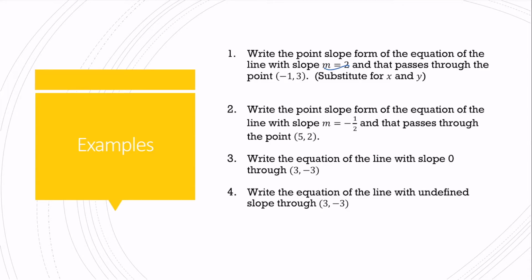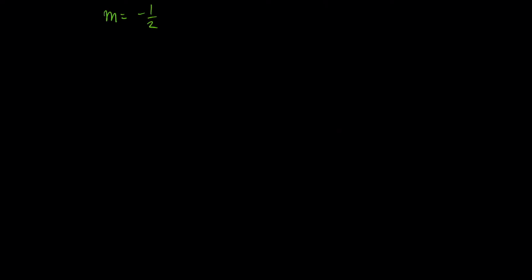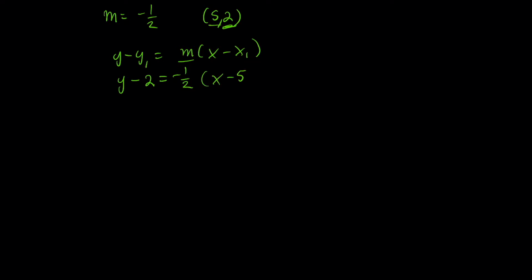I want to write the point-slope form for the equation of a line with slope -1/2 that passes through the point 5, 2. So why don't we go ahead and flip over to a clean window and I can work through that problem. So I was given that m equals -1/2 and my point on the line was 5, 2. I'm going to go ahead and set up the point-slope form of my equation. I'm going to take y minus y1, that equals my slope, times x minus x1.